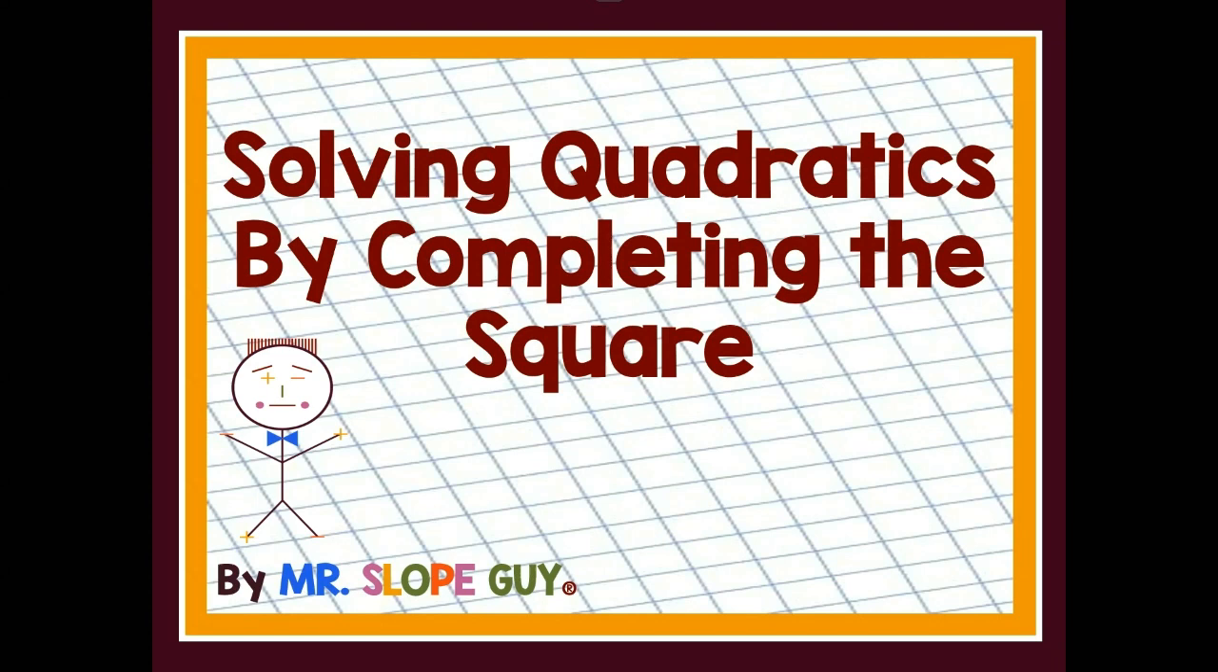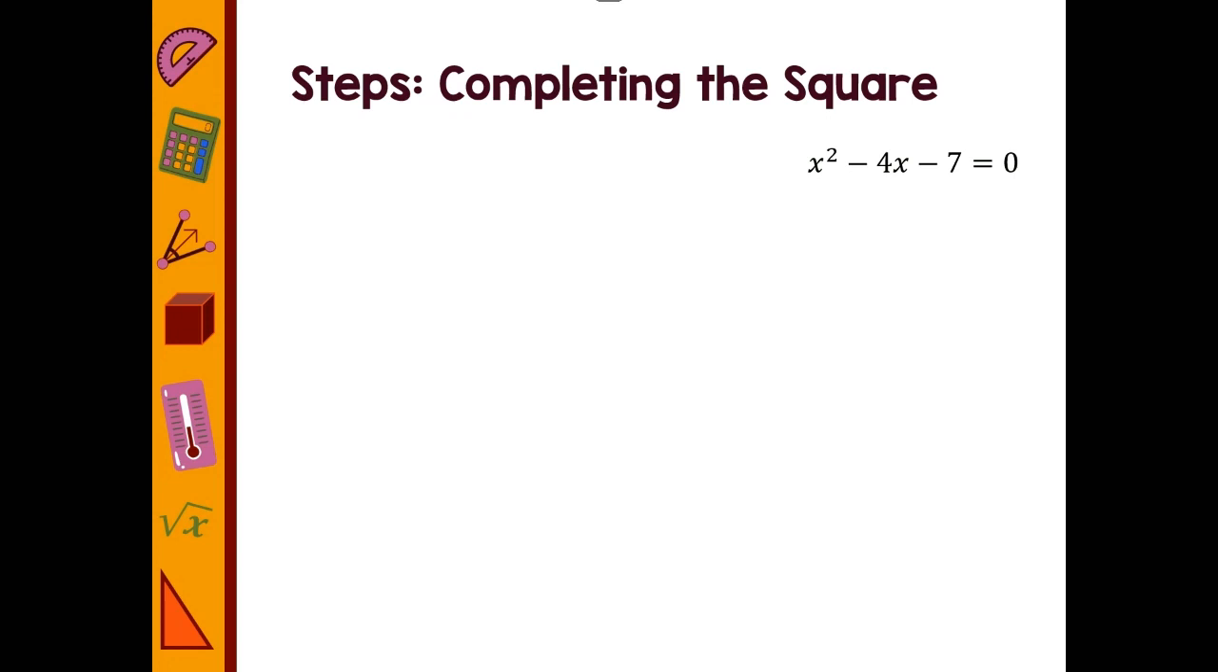Solving quadratics by completing the square. So let's look at some steps we could do. Let's say we're asked to solve by completing the square. We have x squared minus 4x minus 7 equals 0. So we're in standard form, descending order, equal to 0.